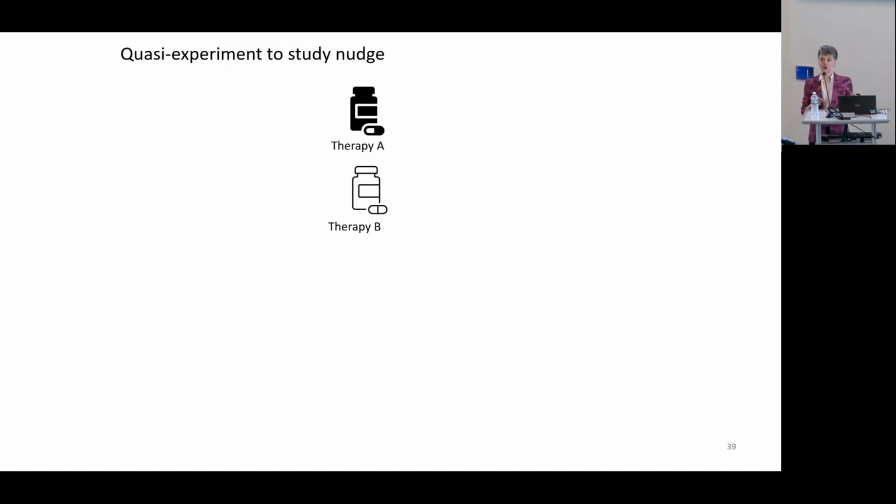Everything that I've showed you so far is a quasi-experiment, and it's studying the effect of the nudge. So, for example, we might have therapy A and therapy B, opioids at 3 days versus opioids at 30 days. I'm nudging you in one direction, and then I measure at the end how many people chose A versus B. And that's the analysis that I'm doing.